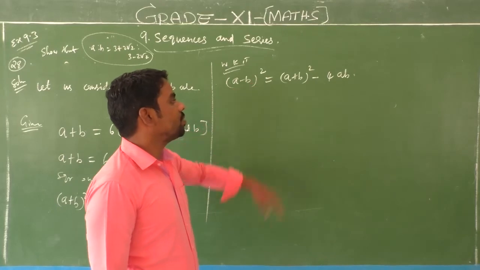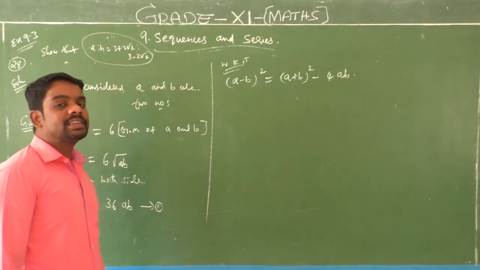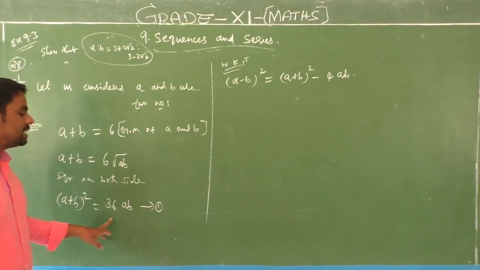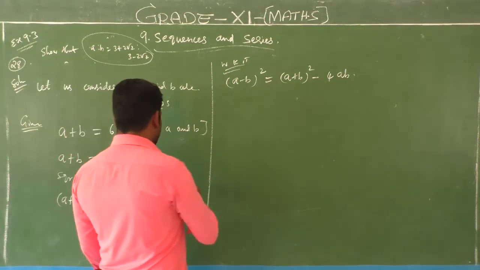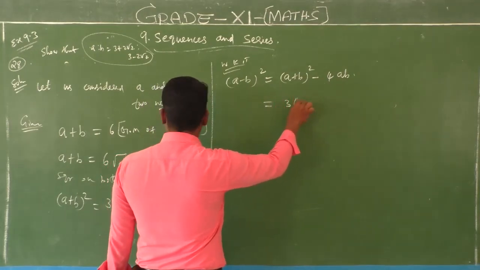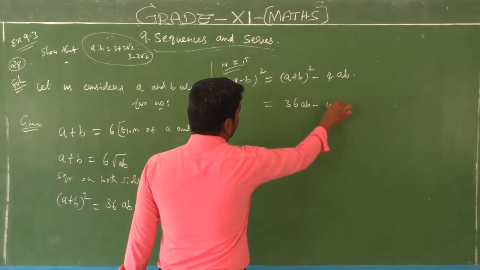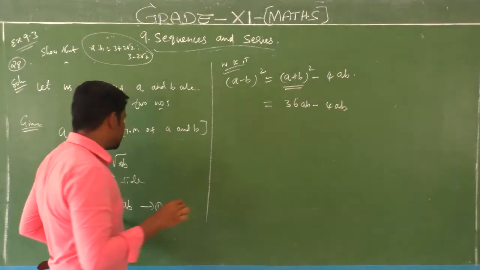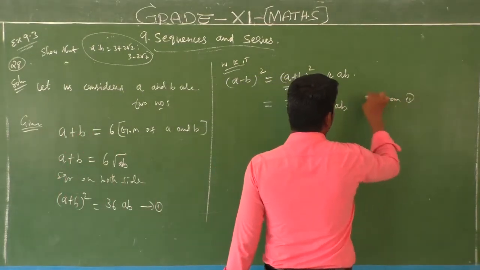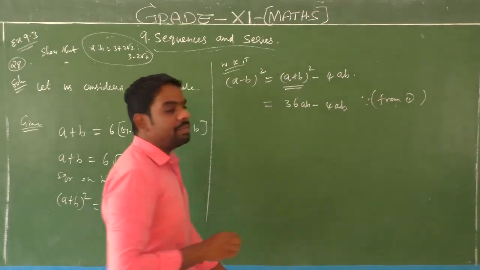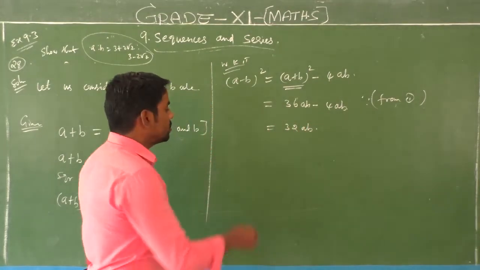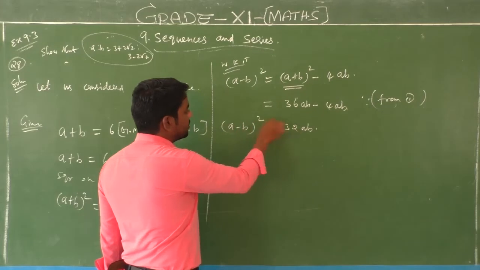So we know that A minus B whole square is equal to A plus B whole square minus 4AB. Here A plus B whole square value is 36AB from equation number 1. So substitute this value: 36AB minus 4AB is equal to 32AB. So A minus B whole square is 32AB.